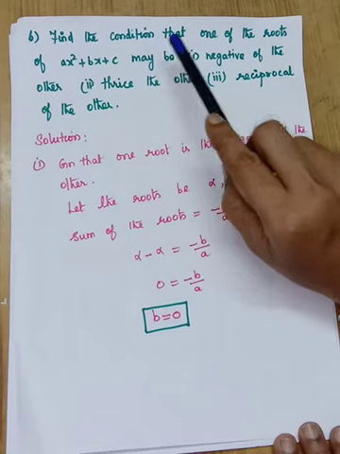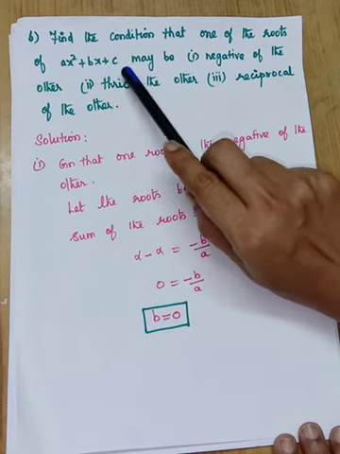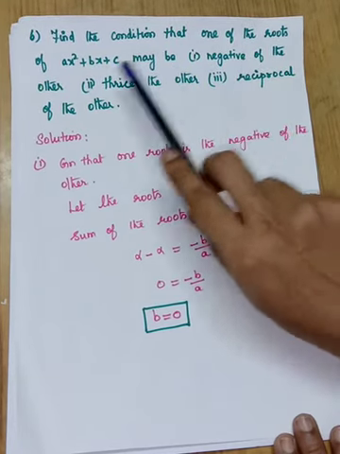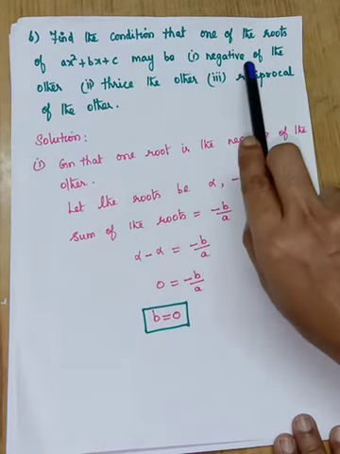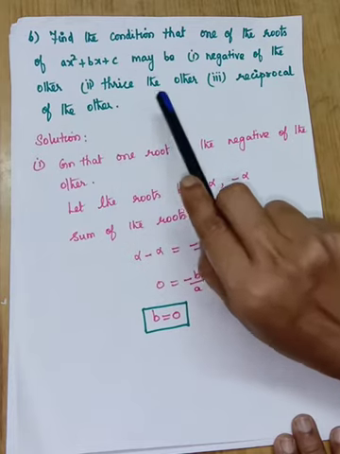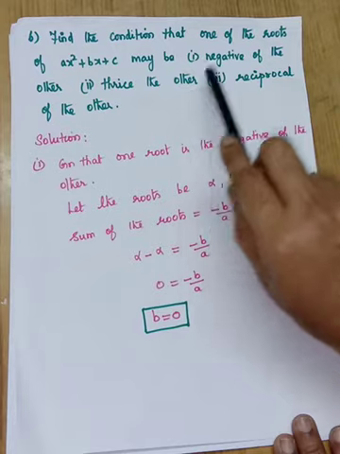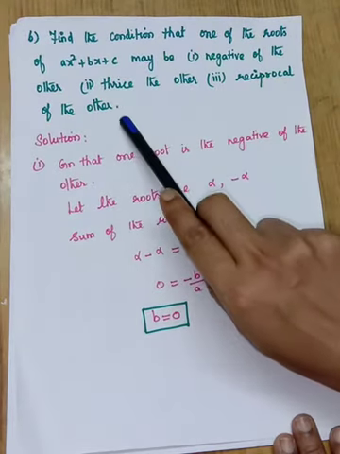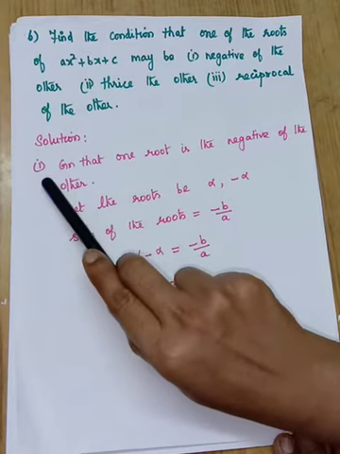Find the condition that, first one, one of the roots of ax squared plus bx plus c may be the negative of the other. Second, one of the roots of this function is thrice the other. Next, one of the roots of this quadratic function is reciprocal of the other. Under what condition will it happen? That is the question. Okay, so we'll take the first subdivision.